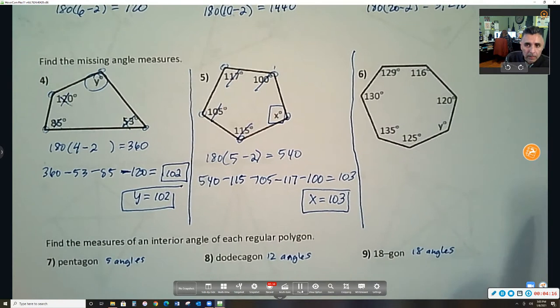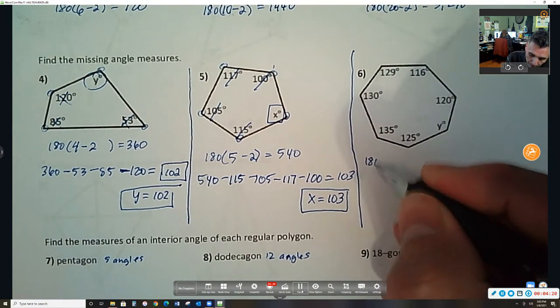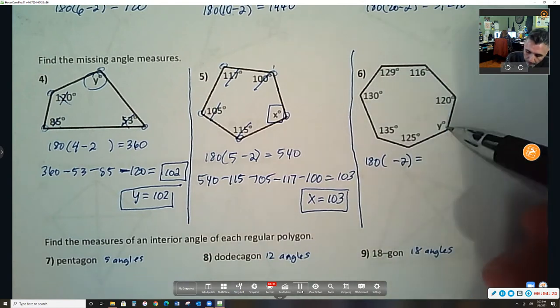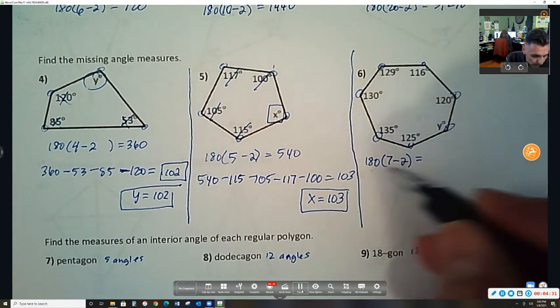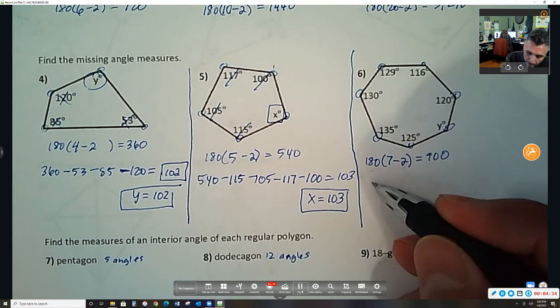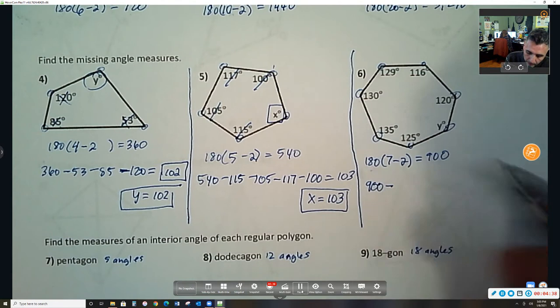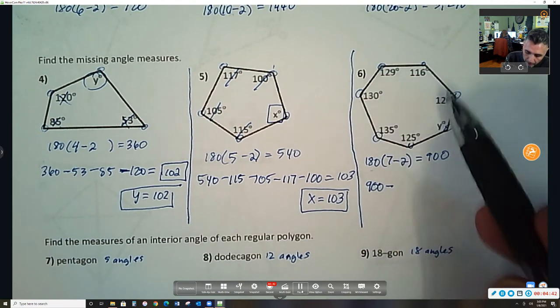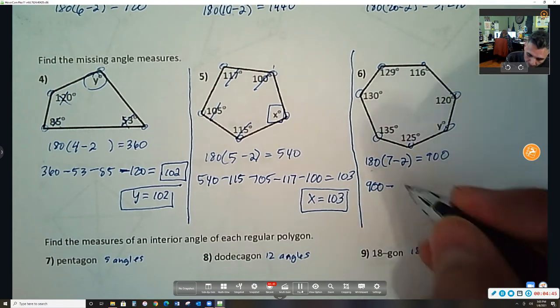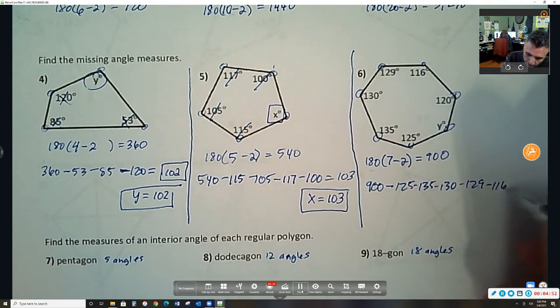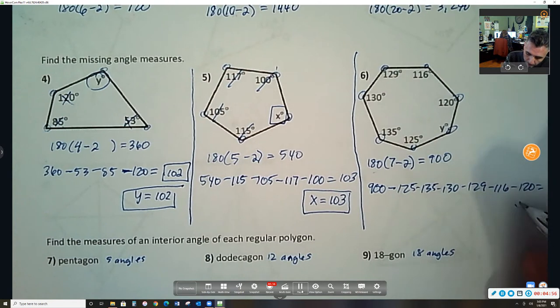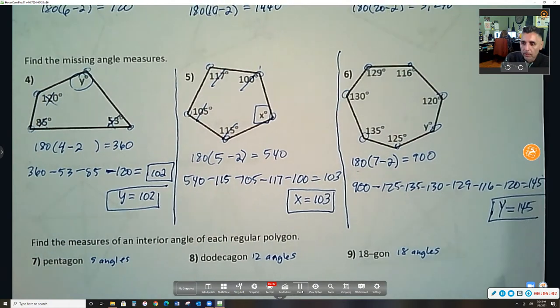So same thing with 6. First we have to find the sum of the angle measures. So this one has 1, 2, 3, 4, 5, 6, 7 angles. So type that in the calculator and we get 900. So I know those 7 angles have to equal 900. And then I just start to subtract out the ones I know. And the one we're left with is the one we're looking for. So let me just go ahead and write it. Once we do all that subtraction, we get 145 degrees. Let me scoot that over so you can see it.